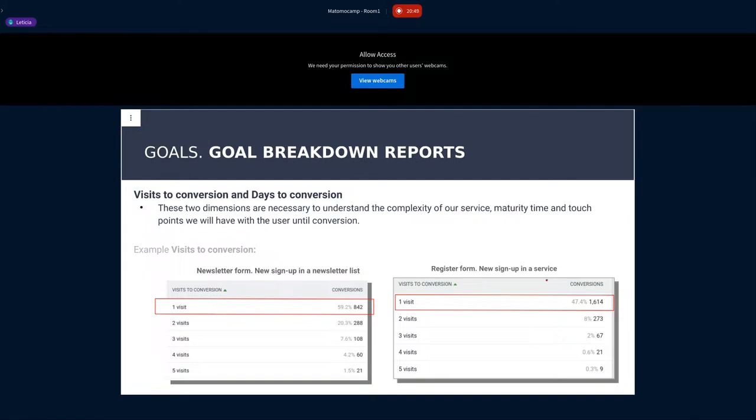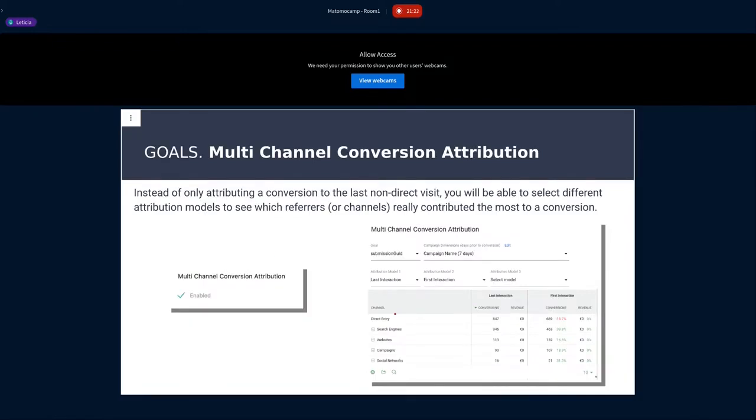But in the other case, we can see that in a registration form, that is to have a new sign up for a paid service, more than 40% of visitors need more than 5 visits to convert. So this is suggesting to us that users are coming to our site through multiple channels. And if this is happening, then we need to go to another goal report that is very relevant. That is the multi-channel conversion attribution.